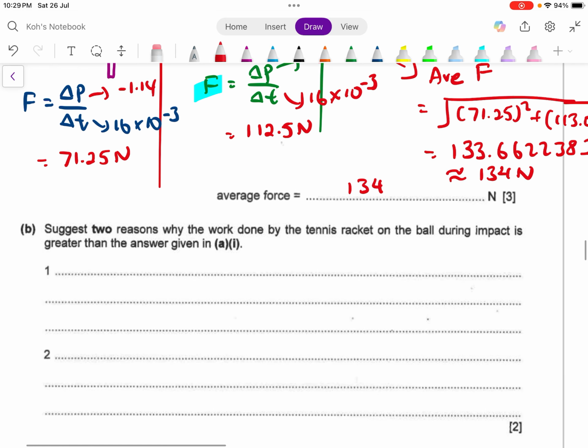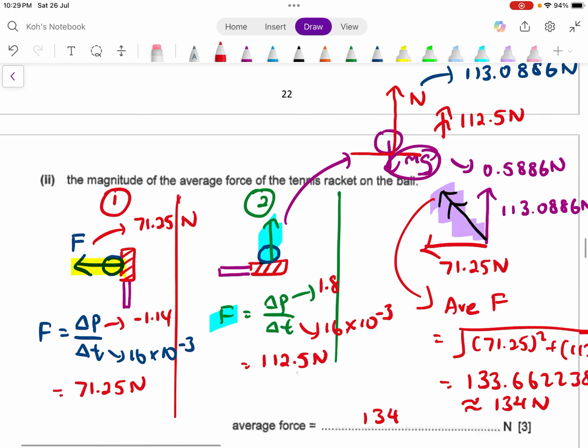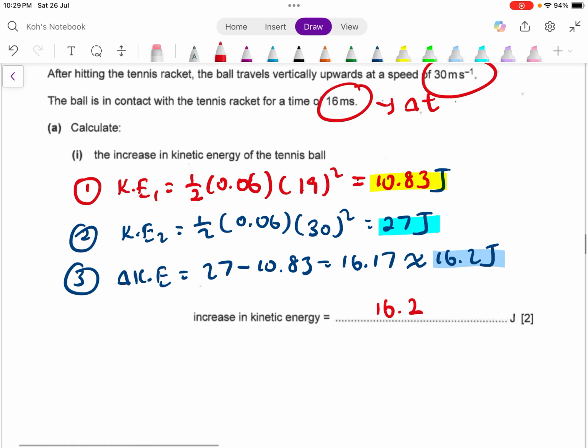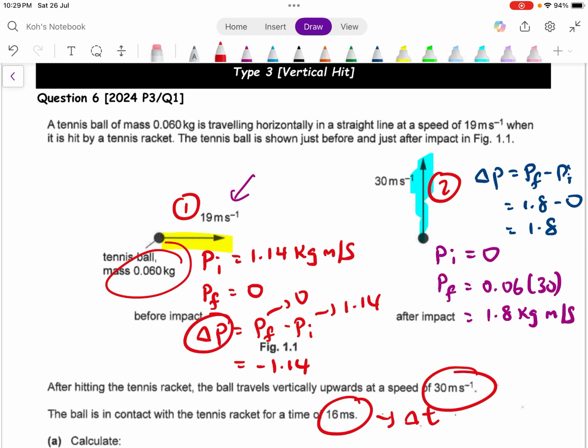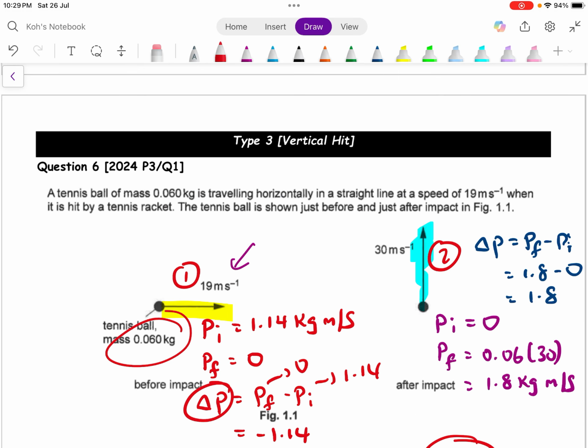Okay, for part B, suggest two reasons why the work done by the tennis racket during impact is greater than the answer given in A part I. In A part I, we calculated the increase in KE to be 16.2 joules. Definitely, I must do some work to cause the tennis ball to increase in KE. So the work done by me must be more than 16.2, due to the fact that if you look at this tennis ball, it's going upwards. If it's going upwards, it means there's an increase in GPE. So that's the first reason.